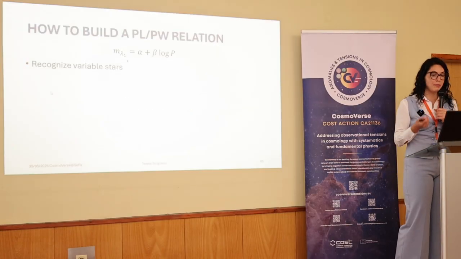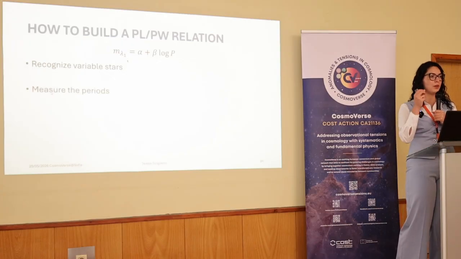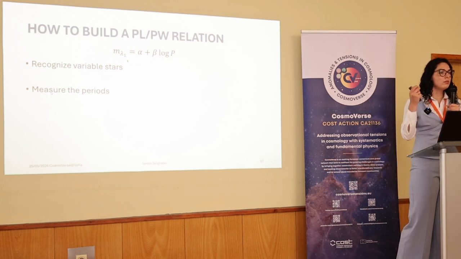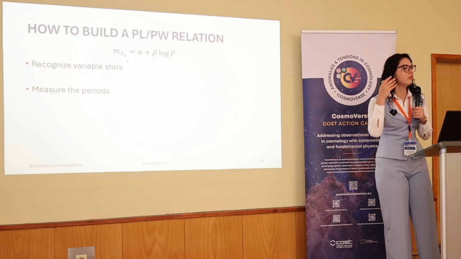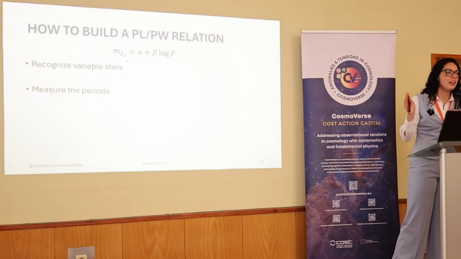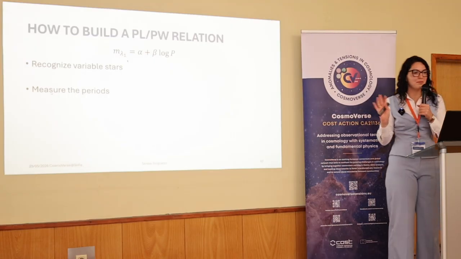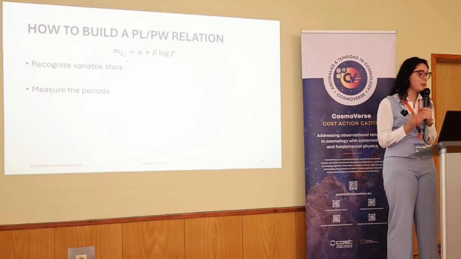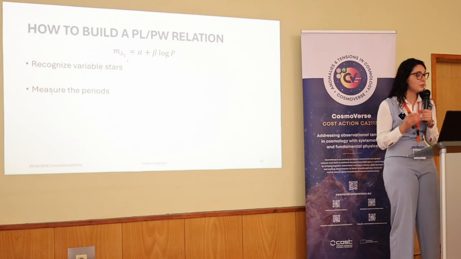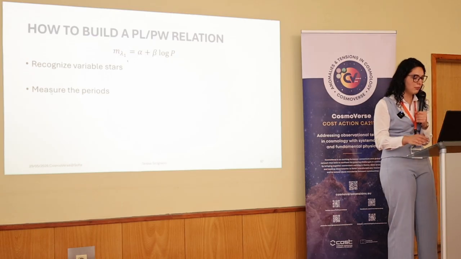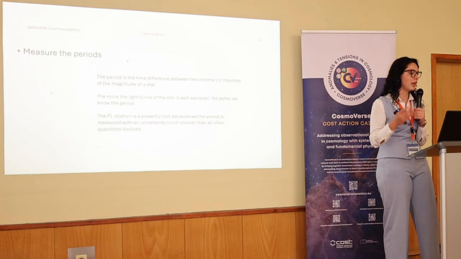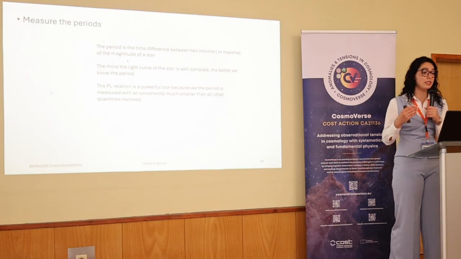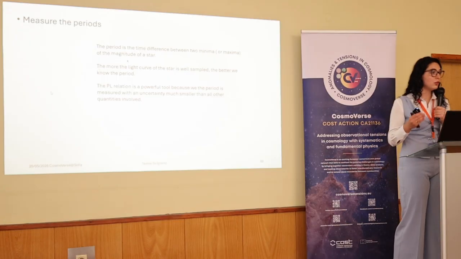But why is the period-luminosity relation so powerful? Because, as you also heard during the talk of Lewis, have you never heard about error on period? No, never. So the relation is powerful because we can assume that the period is without error. But to do this, we have to observe the star several times. The more the light curve is sampled, the better we know the period.